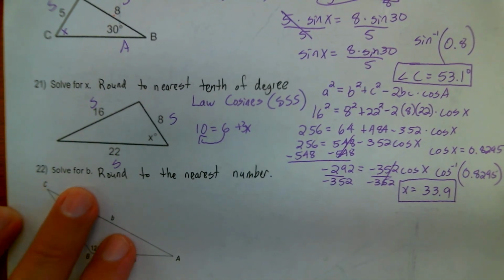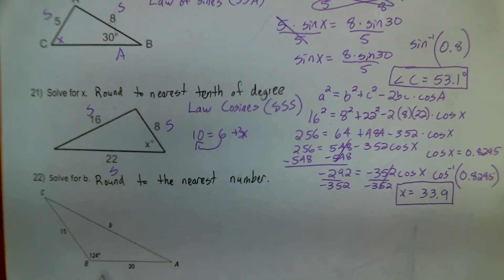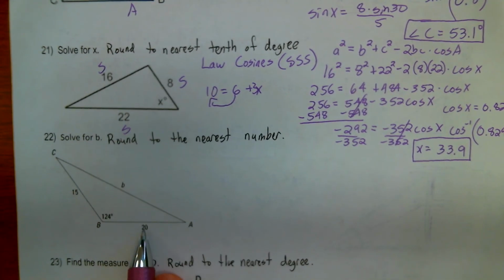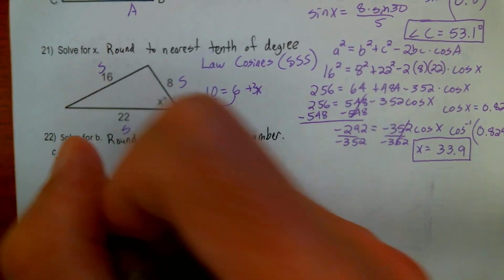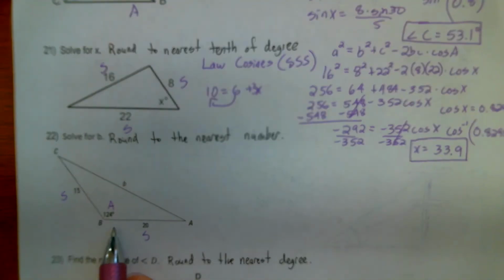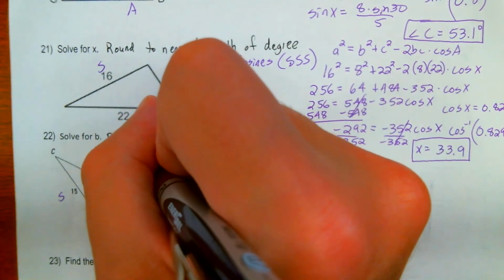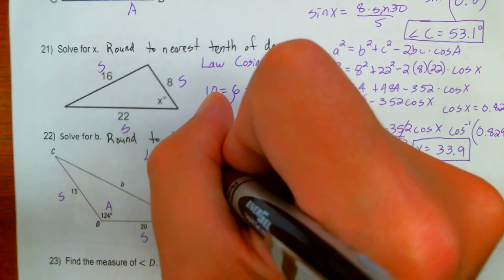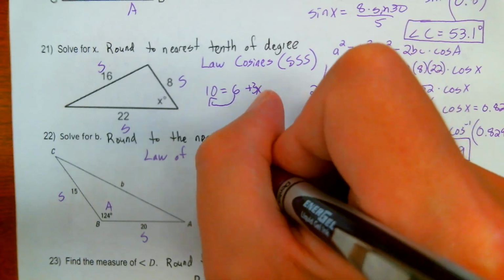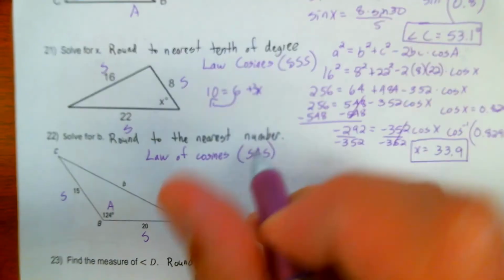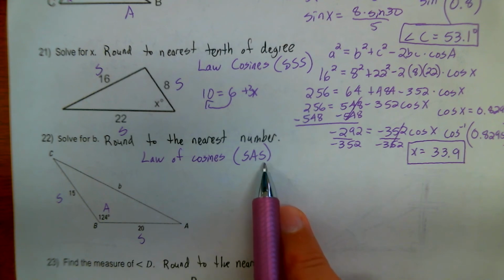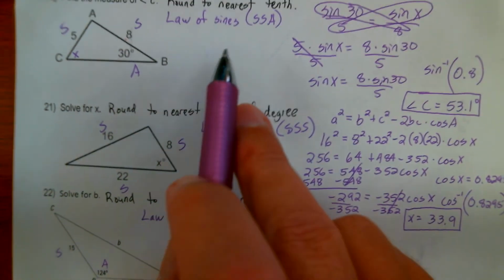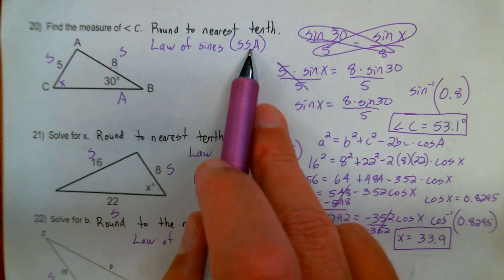22, solve for b, round to the nearest number. Okay, what information do I have? I have a side, angle, and a side. I have S, A, S. And I have the side across from it I'm trying to find. SAS, that is law of cosines. So law of cosines only applies to 2 things, SSS and SAS. Law of sines applies to 3 things, AAS, ASA, and the bad word.